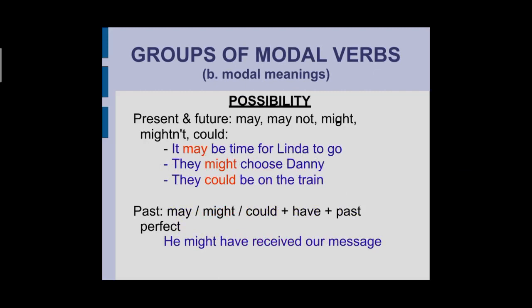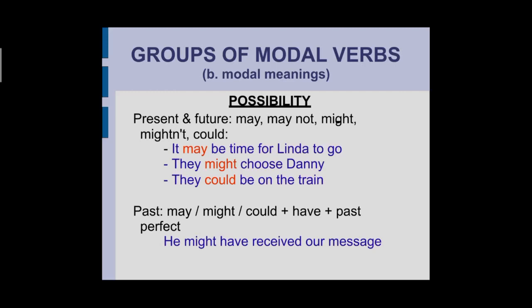पॉसिबिलिटी हो भी सकता है, नहीं भी हो सकता है. प्रेजेंट एंड फ्यूचर में क्या यूज़ होगा? may not, might, mightn't and could. It may be time for Linda to go. They might choose Danny. They could be on the train. First sentence, it may be time for Linda to go.